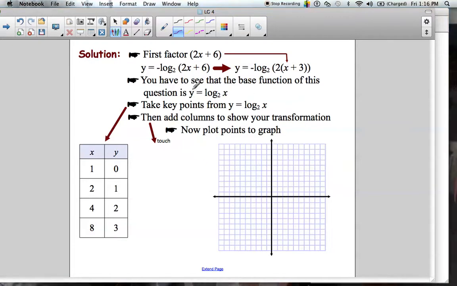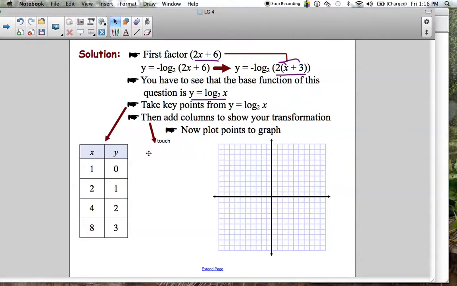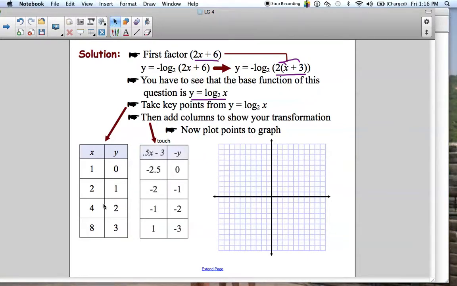Okay, the first thing is you got to factor that bracket. So there it is. Take the 2 out because 2 times x is 2x and 2 times 3 is 6. Okay, now the base points, remember the base points from the y equals 2x right here are right here. Now we're going to do our mapping skills like we did in Learning Guide 1, 2.